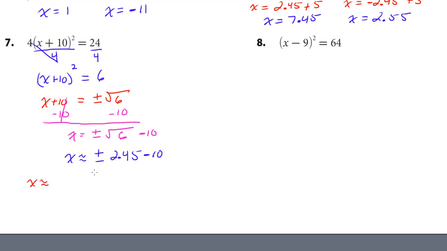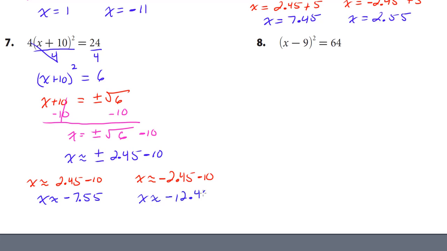x is approximately 2.45 minus 10, and x is approximately negative 2.45 minus 10. So then on the left, 2.45 minus 10 is going to be x is approximately negative 7.55. And on the right, negative 2.45 minus 10, x is approximately negative 12.45.